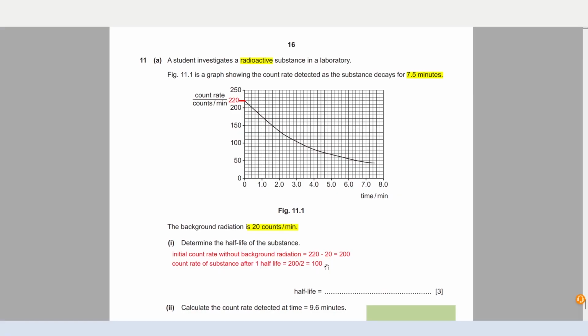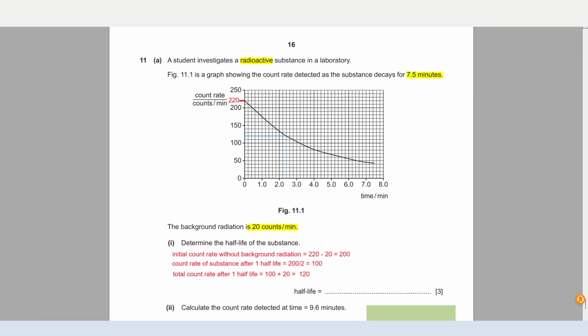Now the total count rate after one half-life is going to be this count rate plus the background radiation, which is going to be plus 20. So which is going to give us 120 here. And we can find out where does the graph touch at 120. So here we have 120, and this is the point where the graph touches us.